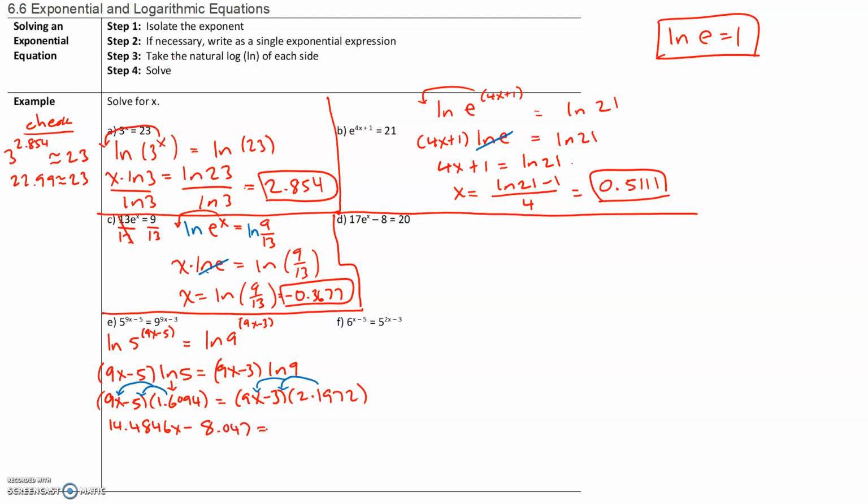Okay, on the right side, we take the 2.1972 and multiply that by the negative 3. So we have 2.1972 multiplied by negative 3, and this gives you negative 6.5916. And we take the 2.1972 and multiply that by the 9x, and that gives me 19.7748x.